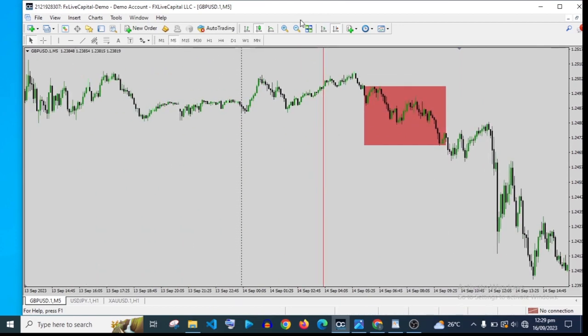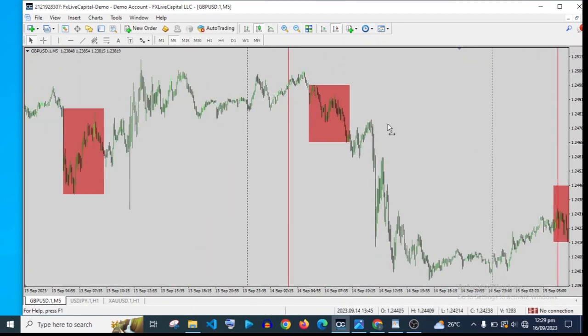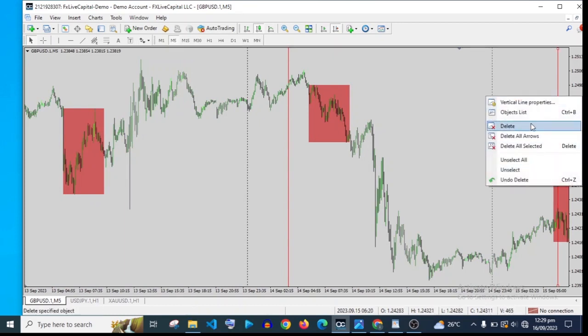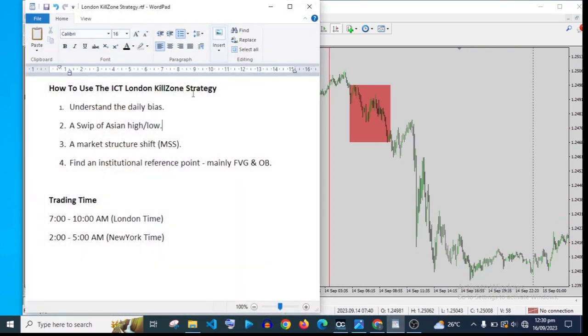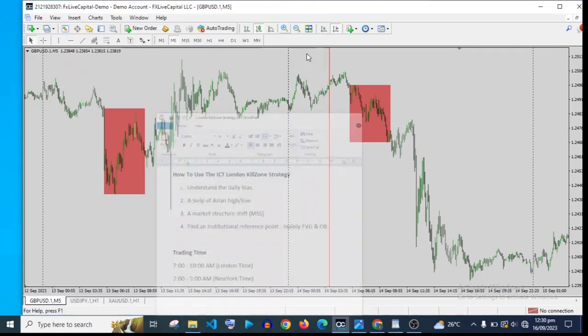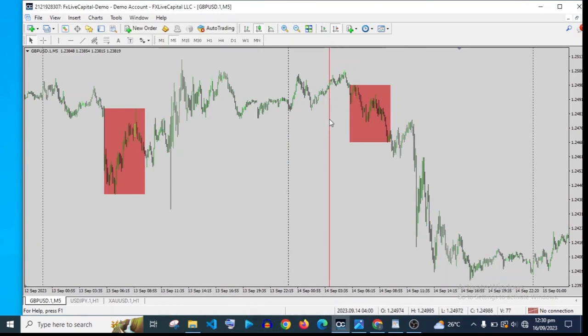Okay, let's see if we can find something here to trade that day. Okay, let me take this off. So the first thing we want to do, let's go back to this place, is to find our daily bias, right? So let's find the daily bias for the day. So we're going to keep this thing. Okay, this thing is okay where it is.